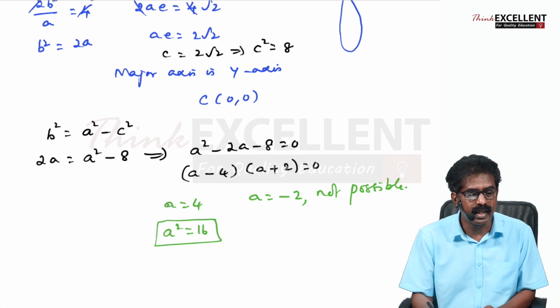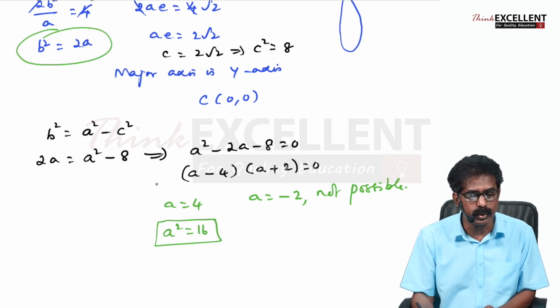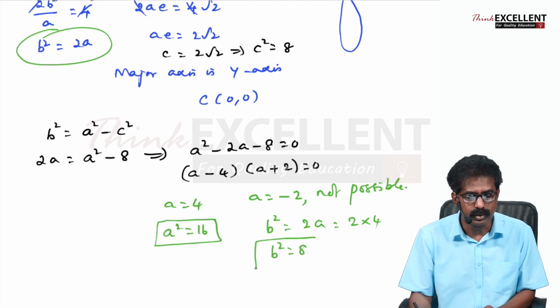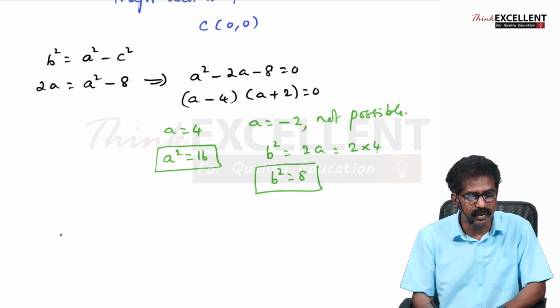B square you can find directly from here. B square is 2A. So B square is equal to 2 into the A value 4. So B square is 8. So all the values you got. So now you can write the equation of the ellipse.